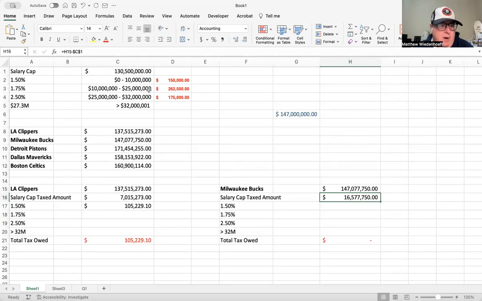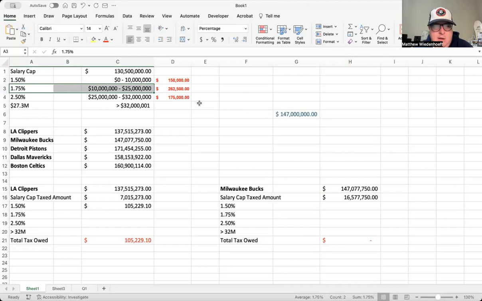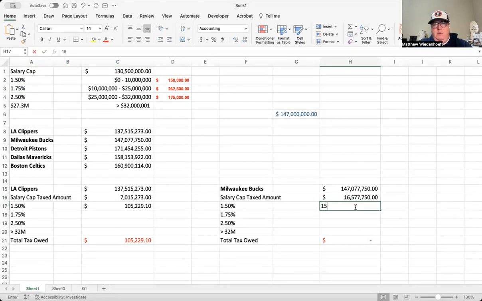So what I do then is I come over here and I'll look at this and say, okay, where do they land? Are they in tier 1, 2, or 3, or are they way over? Okay, they are 16 and a half. They're in tier 2, this tier right here. So what this means is that we know the first 10 million over the cap is going to be taxed at 1.5%. So that's 150,000. So we don't have any math to do. Their first cap space is $150,000. That's going to be there.